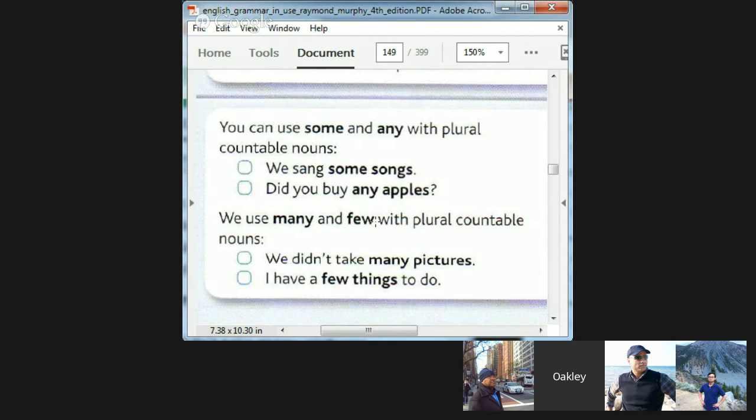I can say, do you have any money? Do you have any apples? I don't have any apples. I cannot say, I have any apples. It just doesn't make sense. So remember that with any, it's only used in questions and negatives.